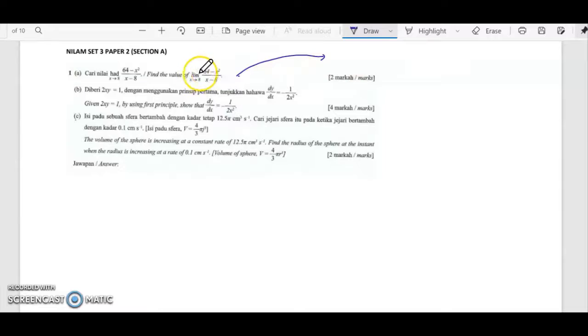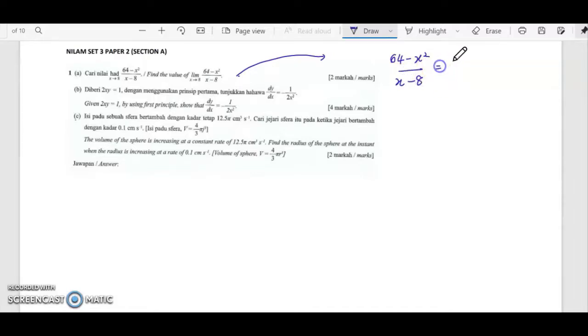Okay, so before we substitute value x equal to 8, kita kena simplify dulu this expression. Kalau awak terus masukkan 8 dekat x ni, apa akan jadi kat sini? So tak boleh bahagilah. There is no number can be divided by 0. So maknanya kat sini kita kena simplify dulu. 64 minus x squared over x minus 8.